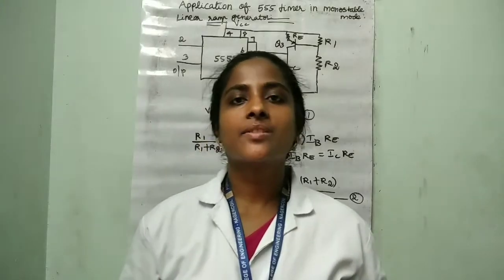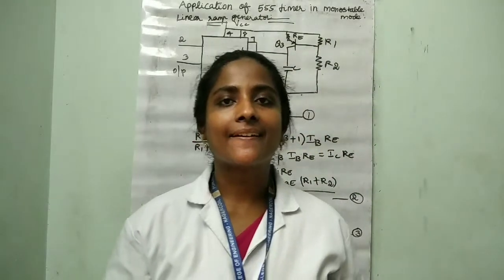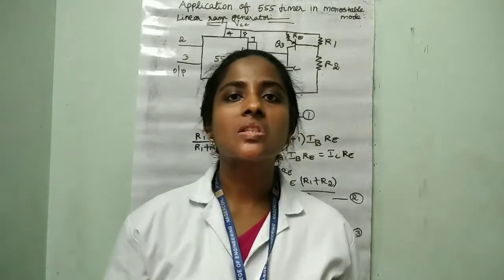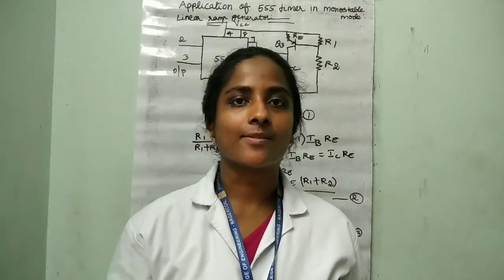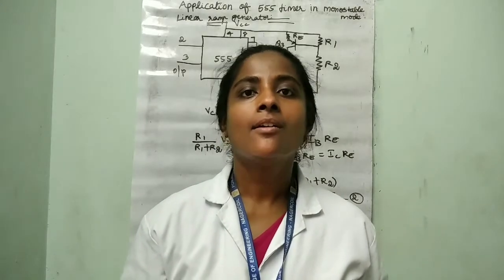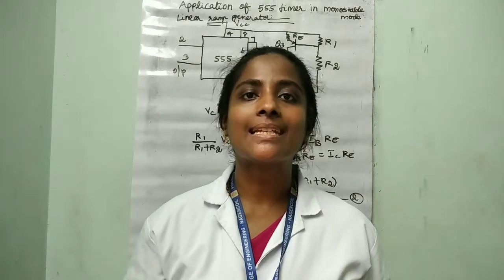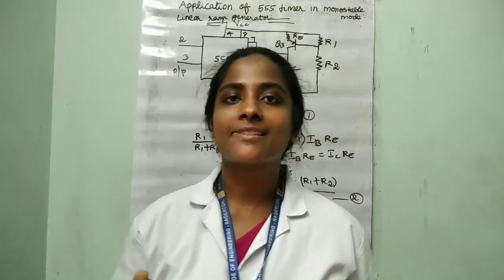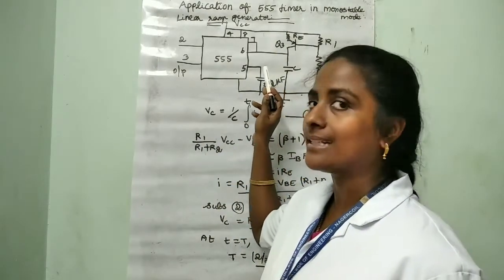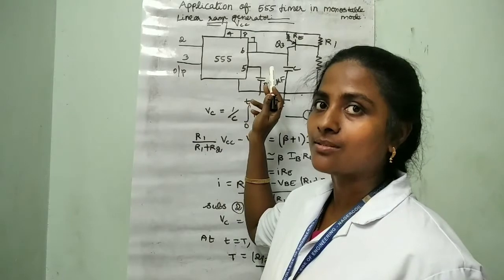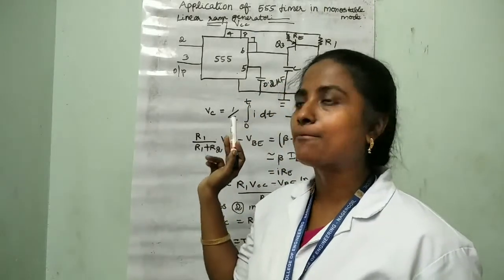Now we are going to study the linear ramp generator. In the linear ramp generator, the resistance is replaced by a constant current source. This constant current source, with the help of transistor Q3, linearly charges the capacitor.